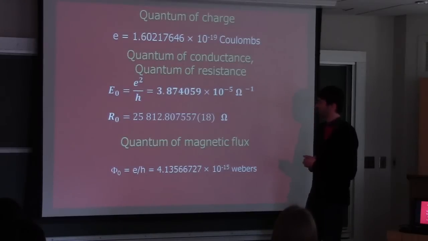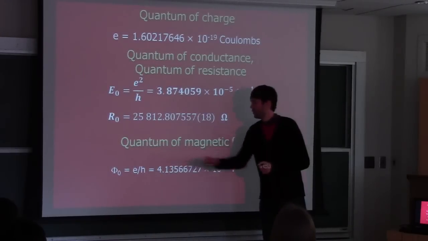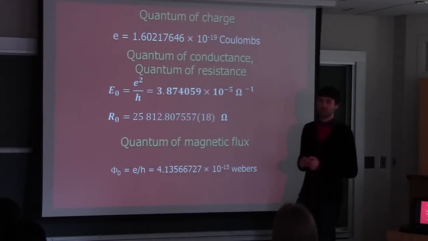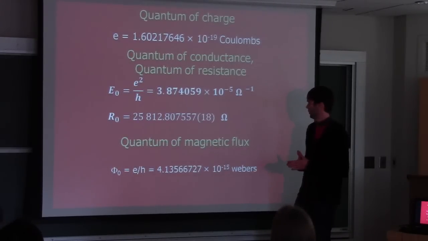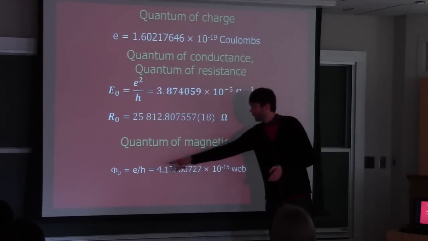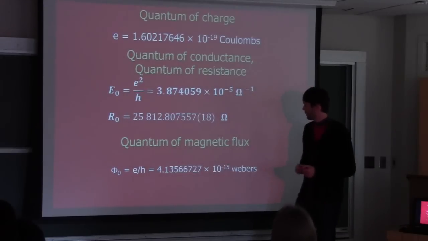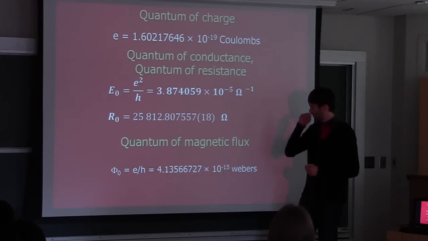And finally, quantum of magnetic flux, just h over e. This governs the various interference patterns of electrons as they travel through the sample. And in these units, it's 4 times 10 to the minus 15 Weber.